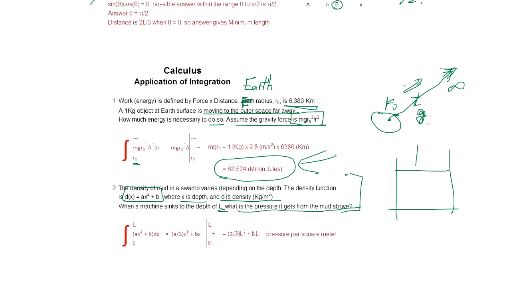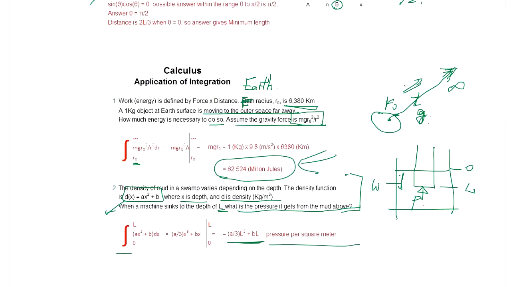Whatever liquid you put the machine in, it gets pressure. How much pressure does it get? It's not uniform water, okay? The density changes. So you have to take an integral from 0 to L of this density. So this is the pressure per square meter.